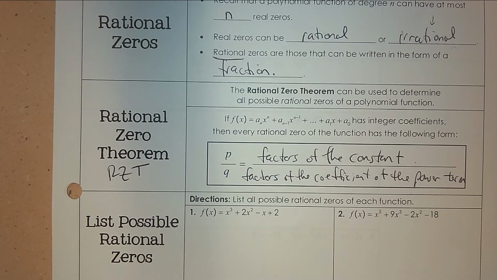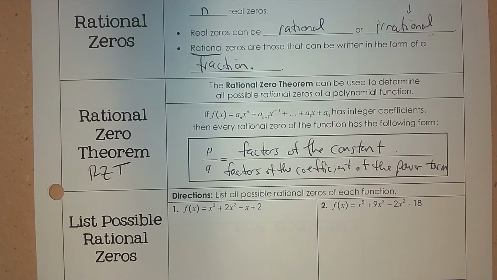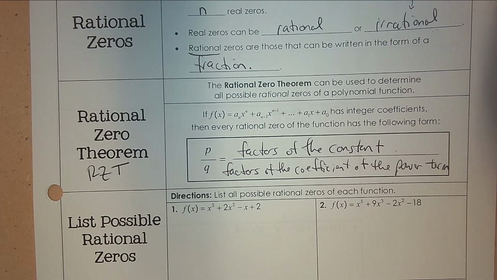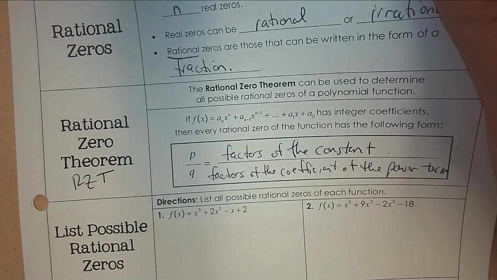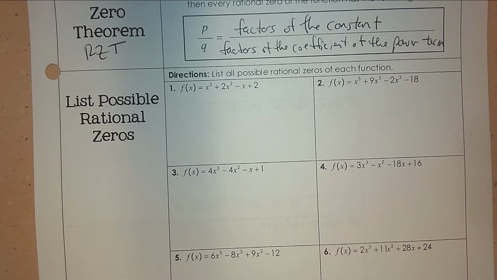This rational zero theorem is used as a way to factor higher order polynomials when we have no other tools at our disposal. So this gives us another tool to be able to factor something that has a high degree to it. Okay, number one, let's start. We're just going to list all the possible rational zeros.